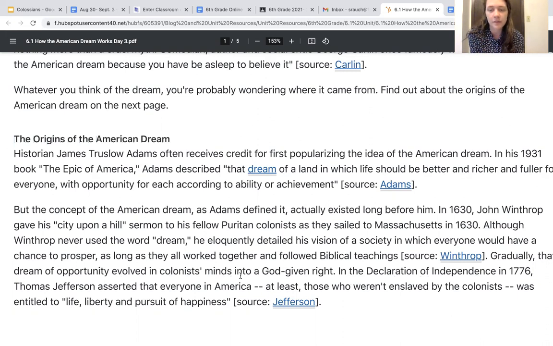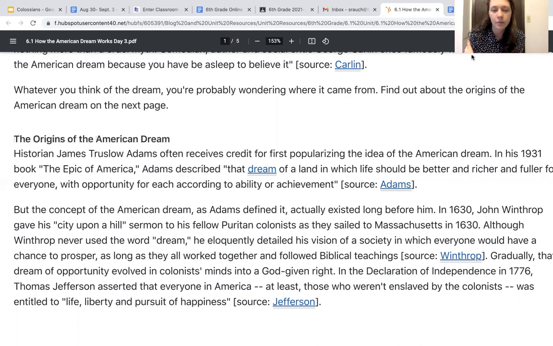Oh, actually, we're going to stop there. So, gradually, the dream of opportunity evolved in the colonists' minds into a God-given right. So, what do you think is important in what I just read? When John Winthrop said that America should be a society in which everyone has a chance to prosper if they follow biblical teachings and work together, why do you think that's important? Give you a second to think about that.